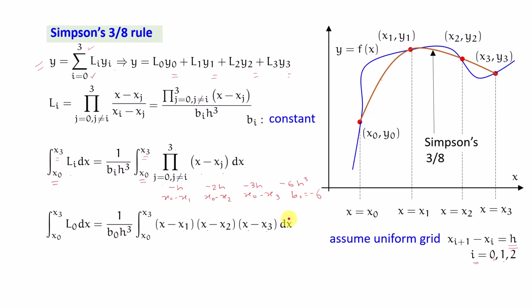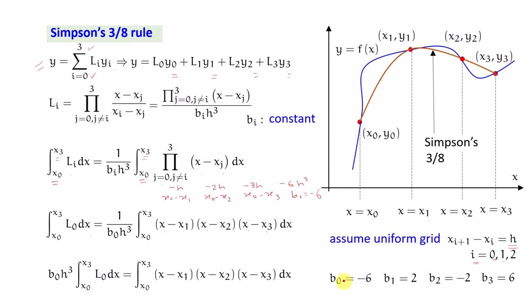It is a constant. This b0 will be different for L1 or L2, but always it will be a constant. So I can take this b0 h cube to the left side and write b0 h cube is the integral from x0 to x3 of L0 dx, which is equal to the integration from x0 to x3 of x minus x1, x minus x2, x minus x3. We can evaluate this integral, and that would be it.